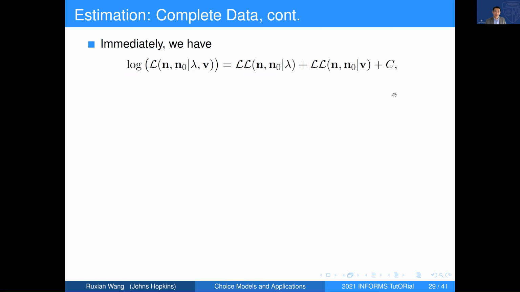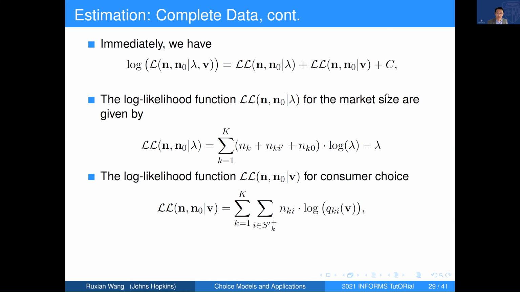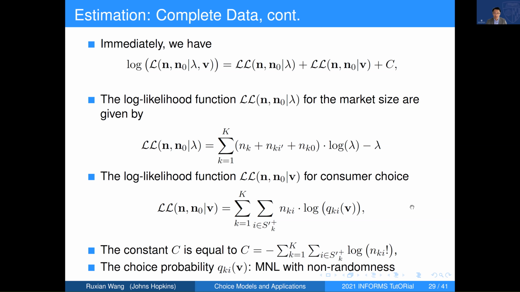Immediately we can have the log likelihood function. Actually, the log likelihood function has two parts. The first part is the log likelihood function for market size. The second part is the log likelihood function for consumer choice. And all right, so again, the choice probability in this case is the MNL with non-randomness.